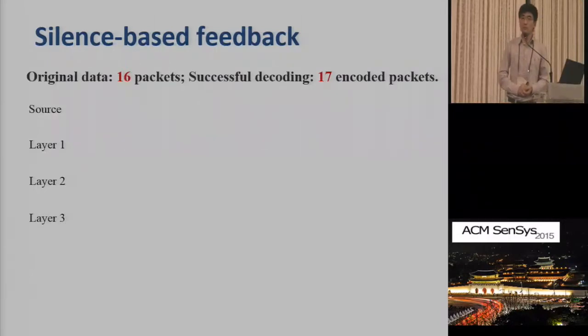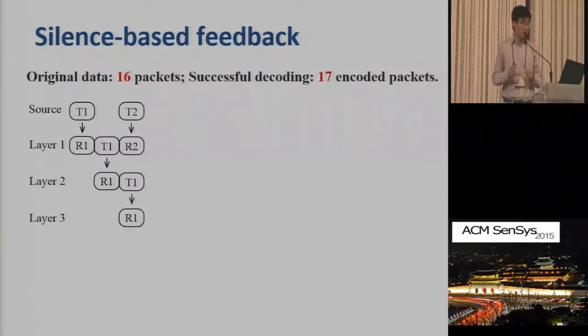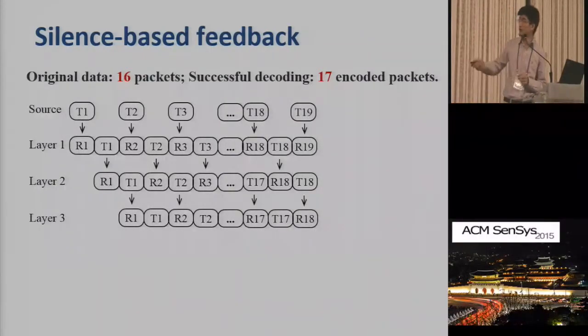To do it, we propose silence-based feedback. Assuming we have a data object of 16 original packets, and every node needs 17 encoded packets to recover the data, the source first transmits the first packet to the first layer, and the node will relay the packet to the lower layers. And the source transmits the second packet, and 2 links happen at the same time, and so on and so forth, until the 17th packet is received by the first layer's node at this moment. Okay?